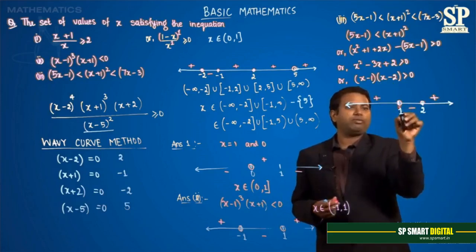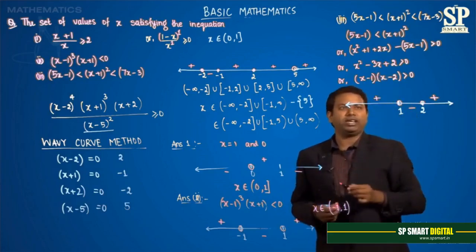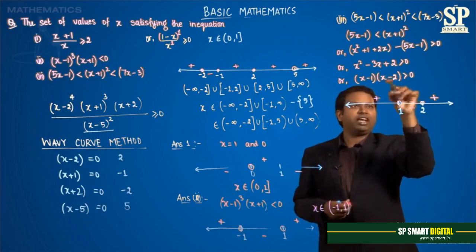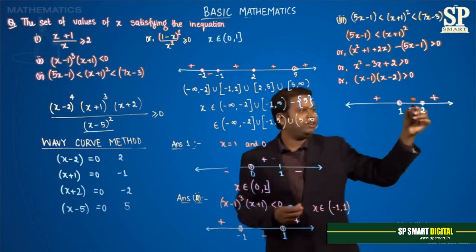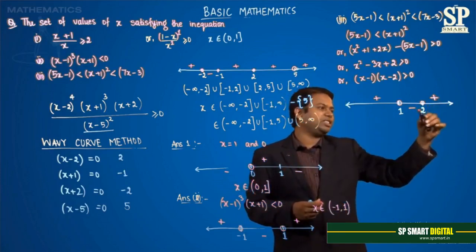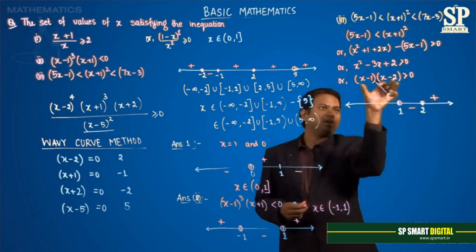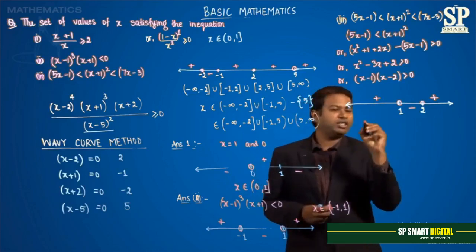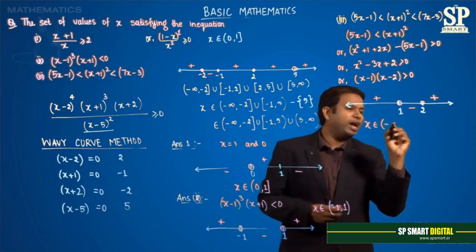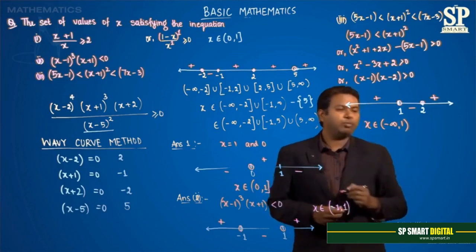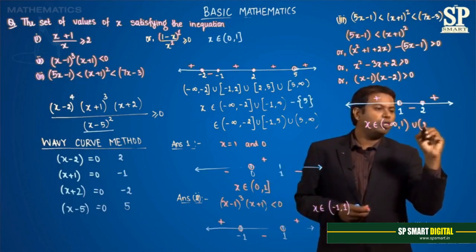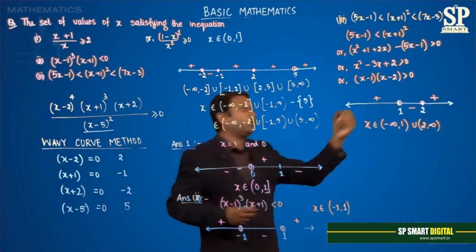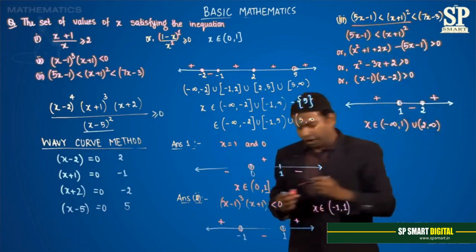And since the power of the term x minus 1 is an odd number, hence the sign changes. From plus we have a minus, and since again the power of x minus 2 is an odd number, the sign again changes and we have a plus on the other side. So this expression, that is x minus 1 into x minus 2, is greater than 0 for x belonging to minus infinity to 1, both of them open-ended, union 2 to infinity. So this is the first solution when we have considered only this portion of our inequality.